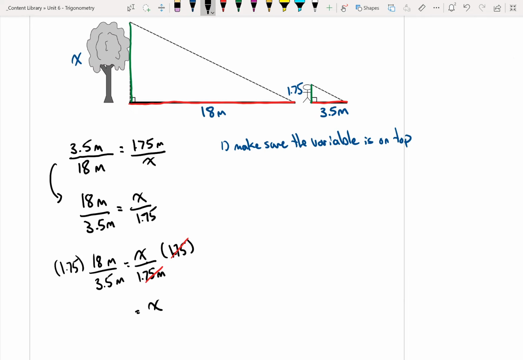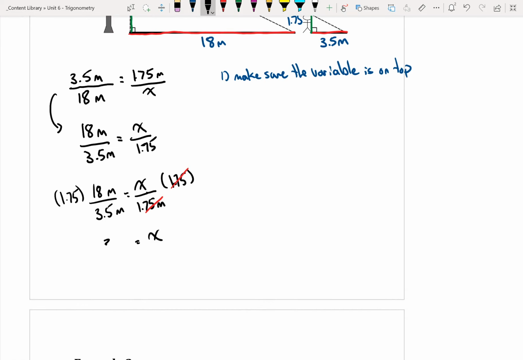X is now by itself. Again, remember m is just a unit, so that can just disappear with a number. 1.75 times 18 gives me 31.5, still divided by 3.5. And then in the end, divide that by 3.5, and you get 9, which is my final answer. So therefore, the tree is 9, and the units were meters.